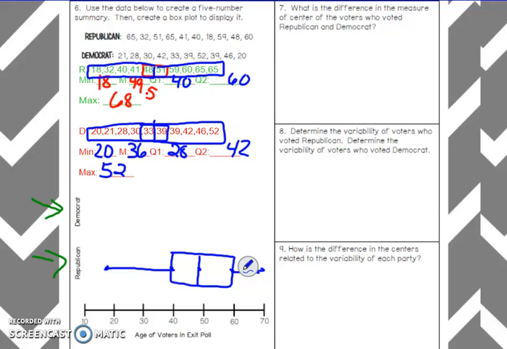So now let's graph those. So 20 is here, 36 is here. It's just kind of your best guess about where they are. 28 somewhere in here, 42 is somewhere here, and 52 is here. So we draw our whiskers, we draw our box, and we draw our median.